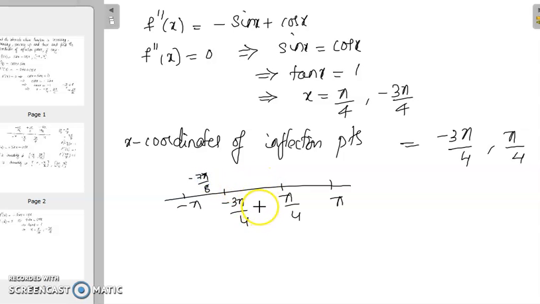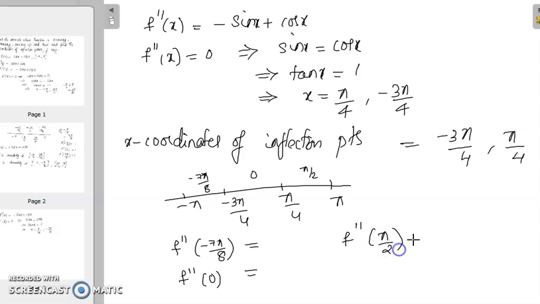Now between minus 3 pi by 4 and pi by 4 I can take 0, and between pi by 4 and pi I can take pi by 2. So first take f double dash of minus 7 pi by 8, then f double dash of 0 and f double dash of pi by 2. So this will be minus 0.54, negative will come. f double dash of 0 is 1 and f double dash of pi by 2 is minus 1.